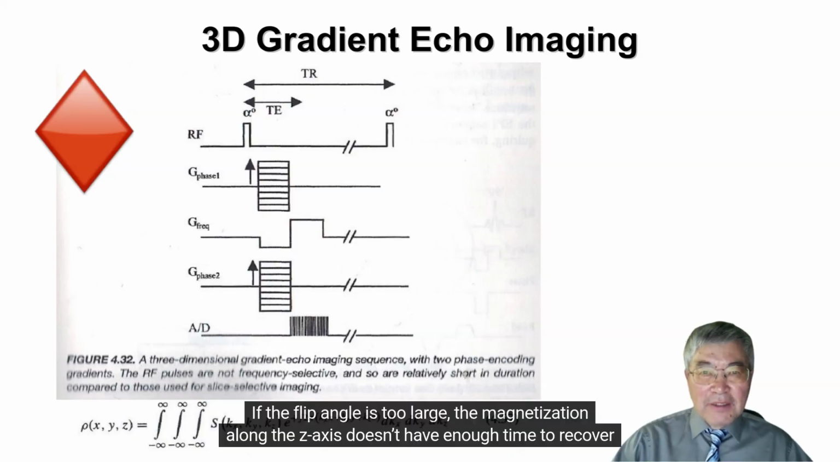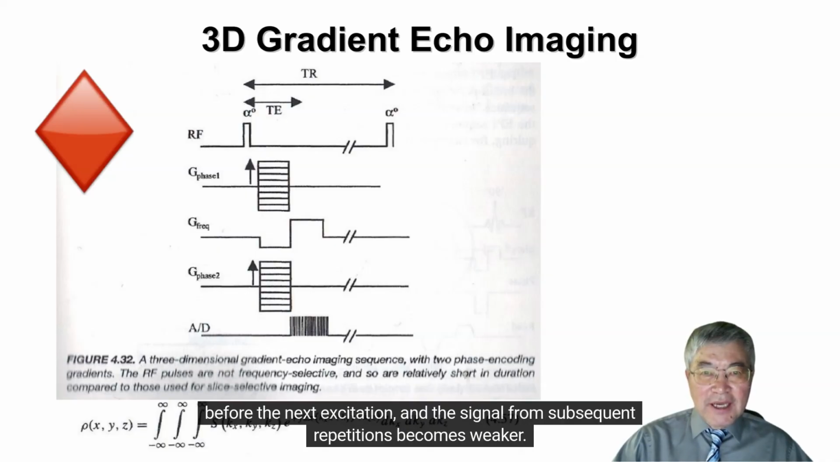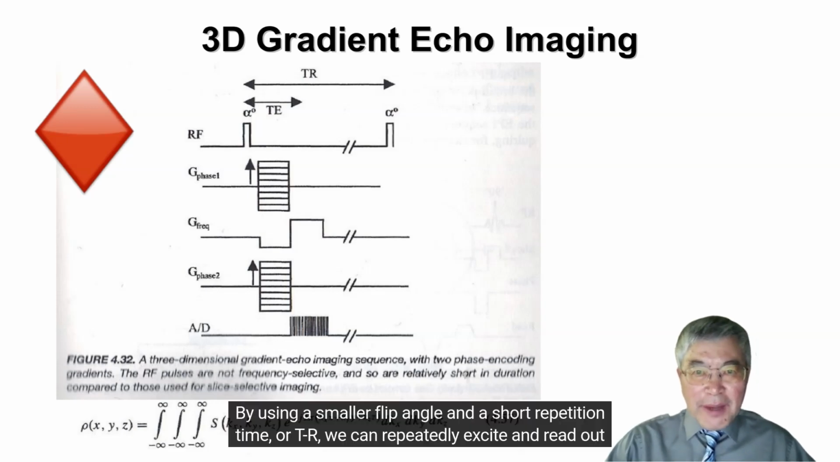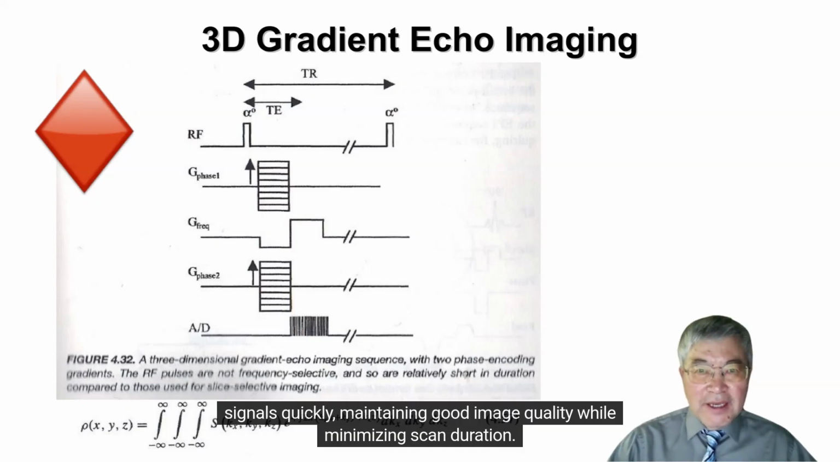If the flip angle is too large, the magnetization along the z-axis doesn't have enough time to recover before the next excitation, and the signal from subsequent repetitions becomes weaker. By using a smaller flip angle and a short repetition time, or TR, we can repeatedly excite and read out signals quickly, maintaining good image quality while minimizing scan duration.